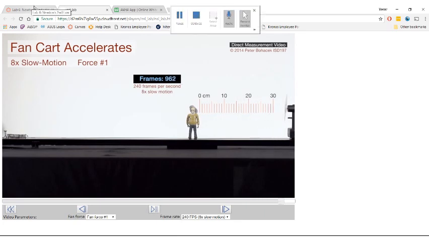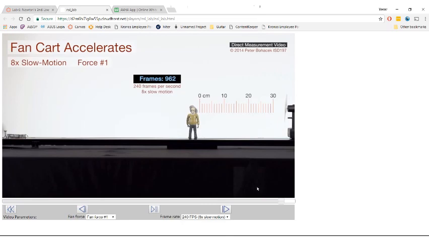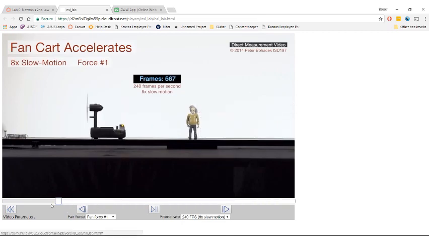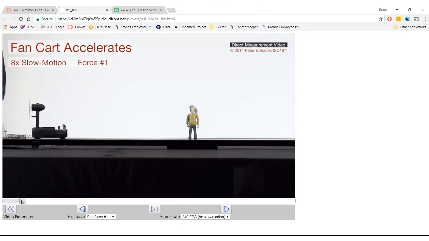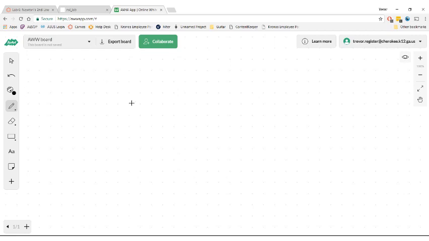So the goal, again, was to calculate the acceleration of the cart. So I'm going to back the video up, and what we're going to do is an annotated velocity graph and use that to start filling in all the numbers, and use that to calculate the acceleration of the cart while the fan is on.